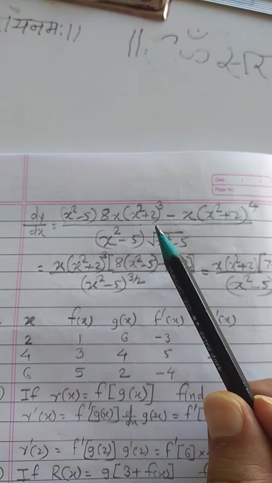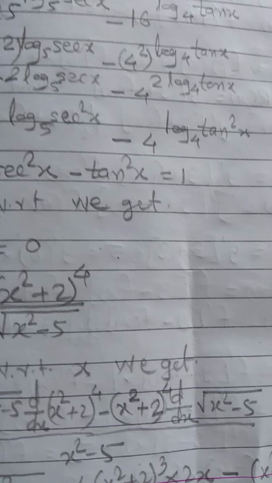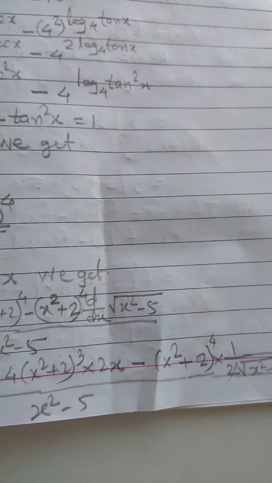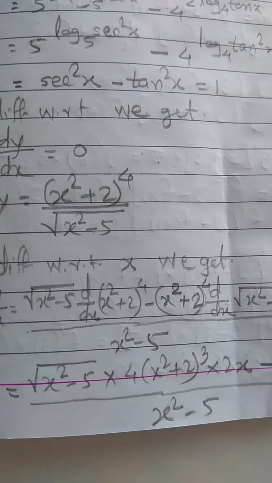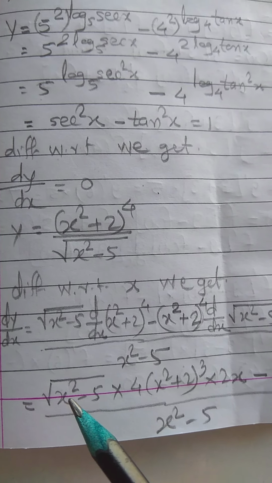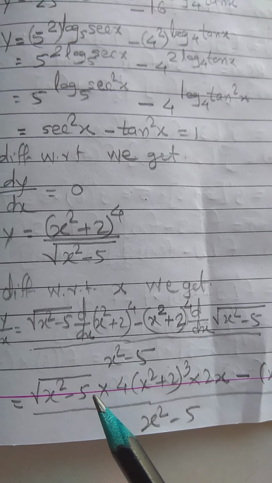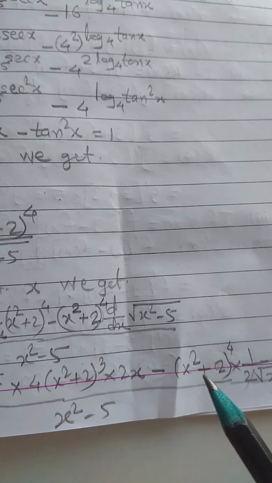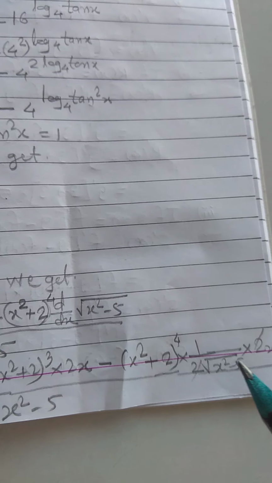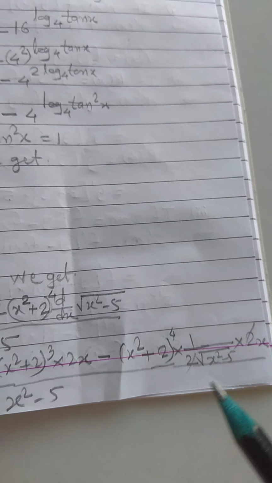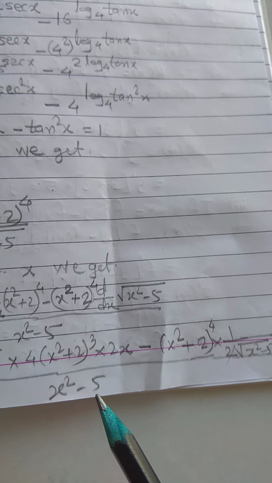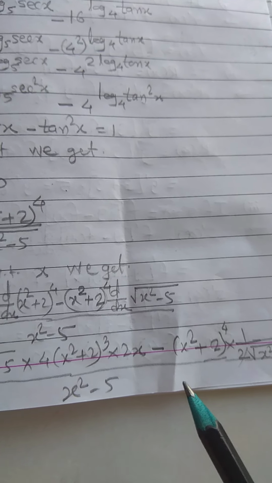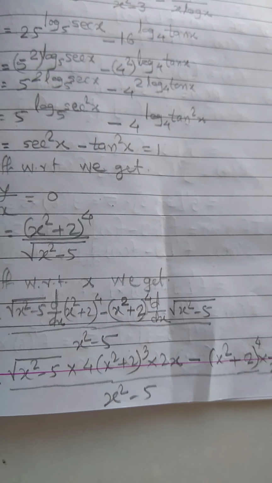Now once again let us see. If we are multiplying the numerator and denominator by root of x square minus 5, what we will get here? Root into root, the root will vanish here, x square minus 5, 4 2s are 8x, x square plus 2 raised to 3 minus x square plus 2 raised to 4, this root will get cancelled, x upon x square minus 5 into root of x square minus 5, because we are multiplying the numerator and denominator by root of x square minus 5. See here.